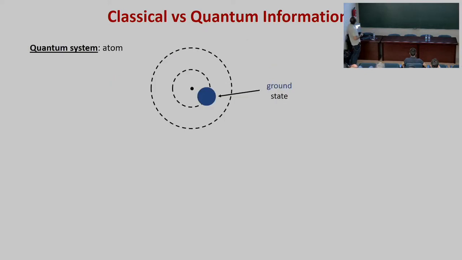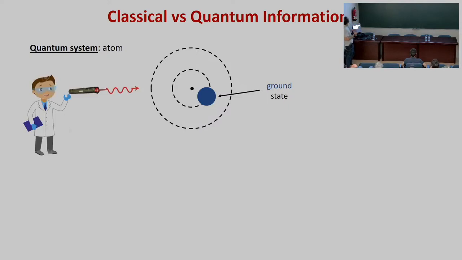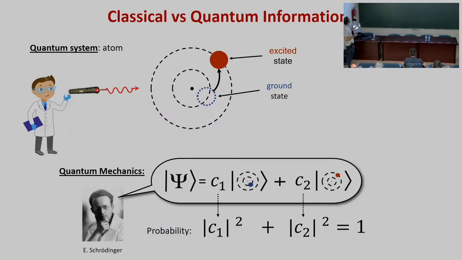Okay, now imagine a quantum system like an atom, and this atom can have different states. For instance, the ground state, and there can come a scientist like us and shine a laser and put the atom, or the electron there, in an excited state. And we know from quantum mechanics, from Erwin Schrödinger, that in nature it is possible to have superpositions of different states, where the coefficients there are interpreted as probabilities.